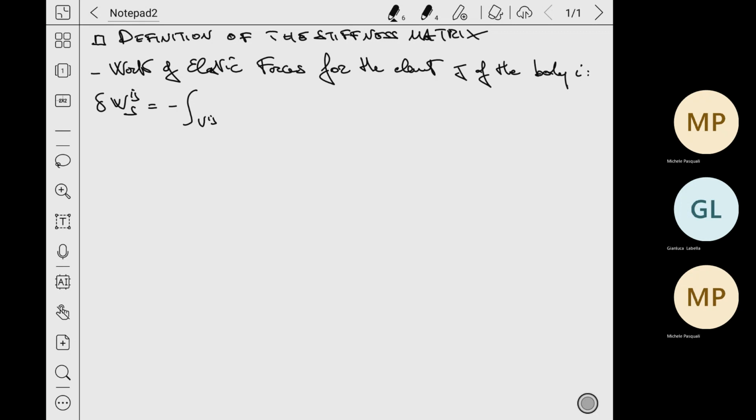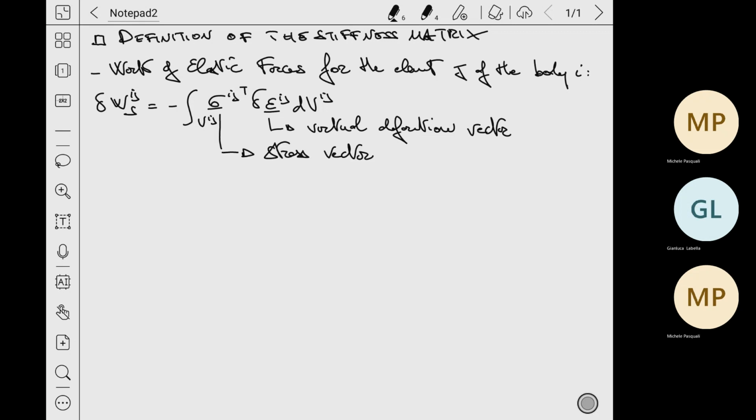So on the volume Vij of the element, you have, adopting Voigt notation, sigma ij transposed applied over delta epsilon ij in dVij, where this is the virtual deformation vector, and this is the stress vector in what we usually call Voigt notation.